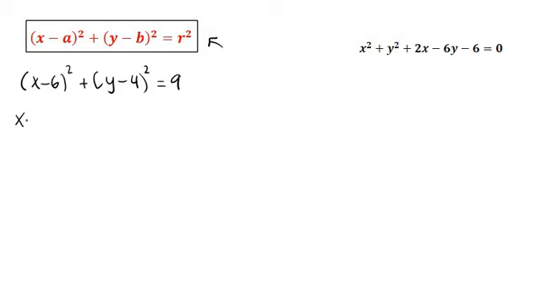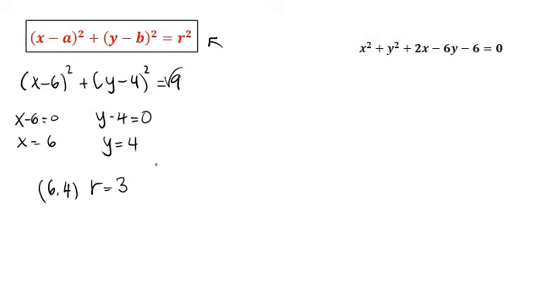x minus 6 equals 0, therefore x is equal positive 6. y minus 4 equals 0, therefore y is equal positive 4. Now we have our coordinates (6, 4), and the radius is just the square root of 9, which is 3.